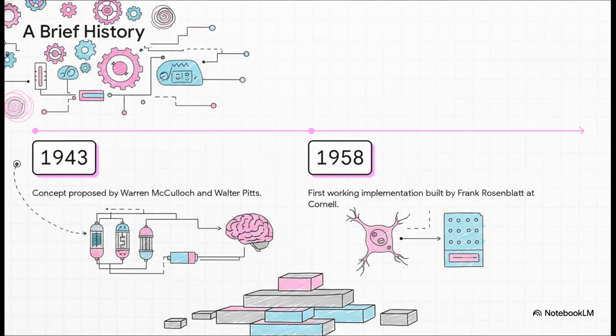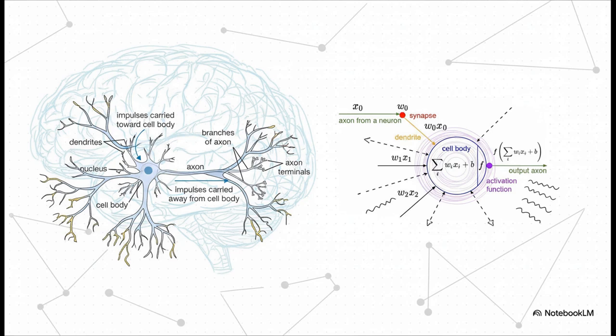That's really it. And you know, this isn't some brand new futuristic idea. The concept has actually been kicking around since 1943, and the first working perceptron was built way back in 1958. It's truly the original building block of all of this. And the inspiration for it, as you can probably guess, comes straight from nature. On the left, that's a real neuron from your brain.